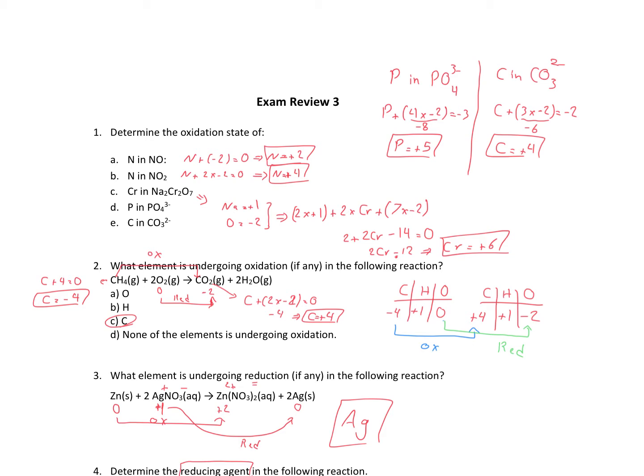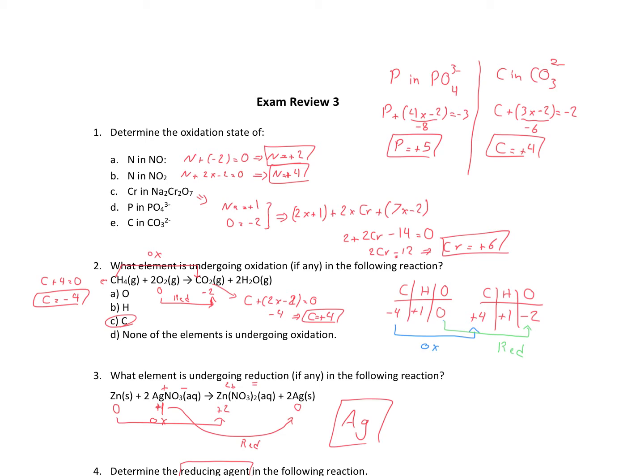It starts with the oxidation-reduction reactions, and in this part you have to be able to find the oxidation state of elements, and you have to be able to find what is the oxidizing agent and what is the reducing agent. So the first question is to find the oxidation state of elements.